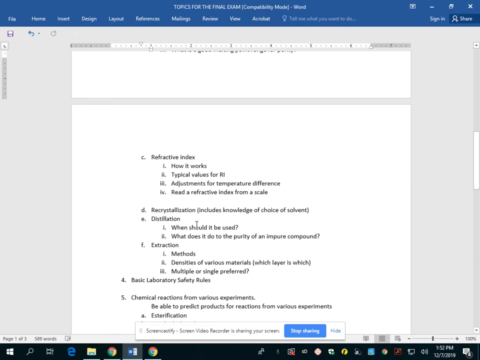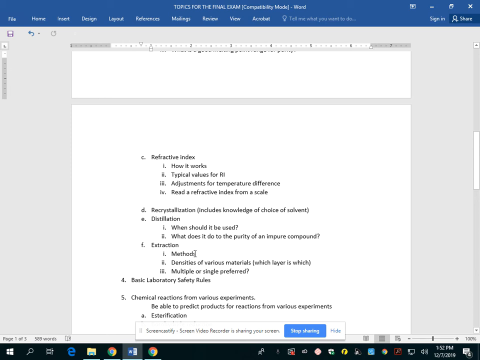When should you use distillation? You should use it when you've got two substances that are typically about 30 degrees apart in boiling points. And what does it do to an impure compound? It should narrow the boiling point range of a mixture of two materials. Once you distill it, you should get most of the material out, and your new material should have a much narrower boiling point range.